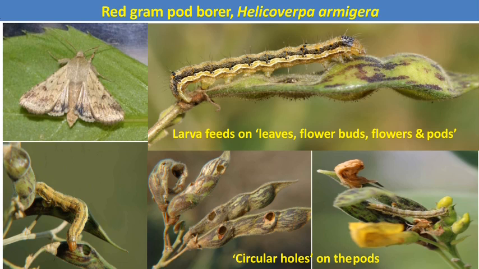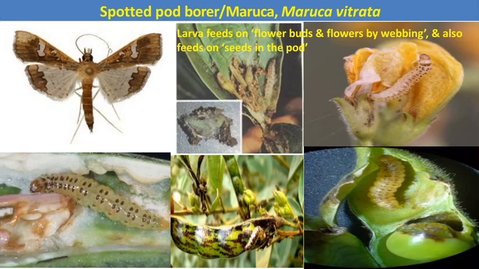As a result of feeding, in case of severe infestation, the pods become shriveled and a number of circular holes can be seen on the infested pods. Besides pod feeding, this larva at an initial stage also feeds on succulent leaves, flower buds and flowers. As a result of feeding, in case of severe infestation, the flowers drop down on the ground and cause indirect loss. This is the red gram pod borer.